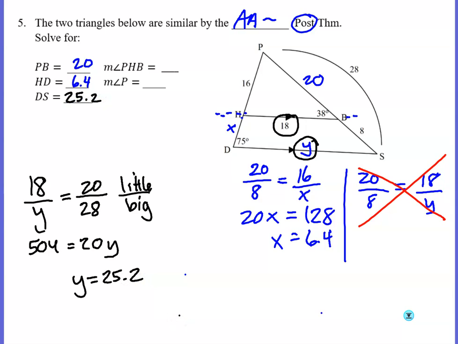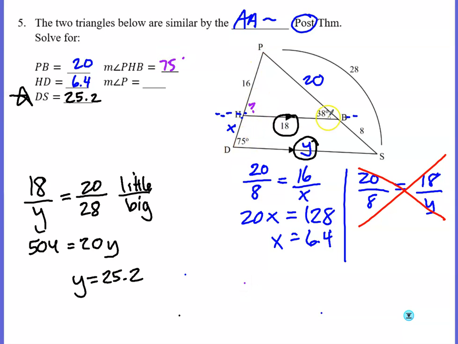Okay, so that is the most commonly missed one. All right, let's look at the angles. They want PHB. PHB is this angle right here. Well, if the lines are parallel, these are corresponding angles, which means they're equal. So that is also 75.